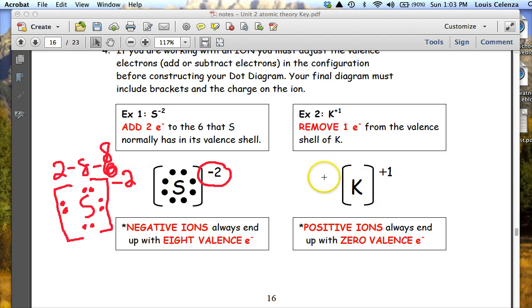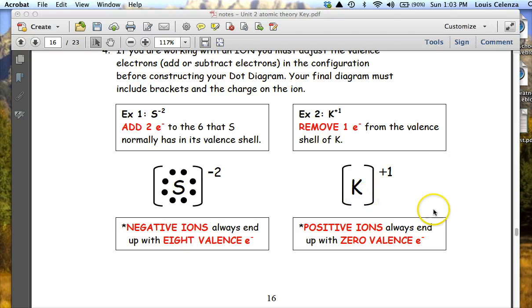Same thing with potassium. You don't really need the brackets for potassium, but its configuration is 2, 8, 8, 1. What that means is that it lost 1 electron, so you do not include that. So what happens is, here's K. It originally had 1 electron, but it lost it. So that electron no longer exists. So all you would write is K and then the +1. You do not need the brackets generally for a positive ion. So you need to be able to write electron dot or Lewis dot diagrams for both atoms and ions.